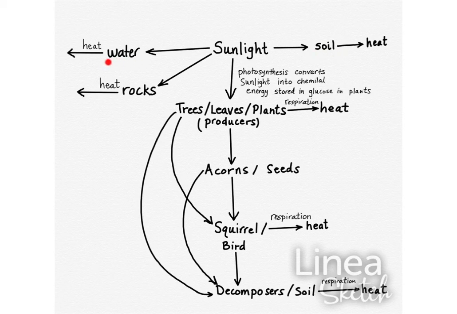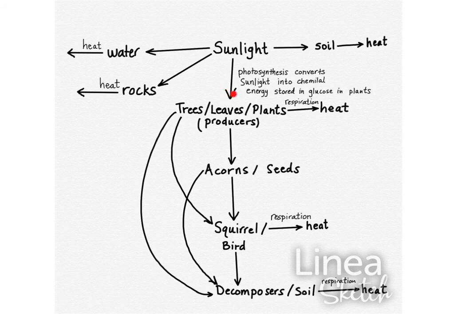Also, it can hit water. It can be absorbed by water, heating the water up, increasing its temperature and movement of particles, but mostly that is also given off as heat, not very useful to biological systems. But sunlight is used most often through a system called photosynthesis, where photosynthesis converts that sunlight, that energy, into a chemical energy stored in glucose in plants, right? So that chemical energy is then available for those living things.